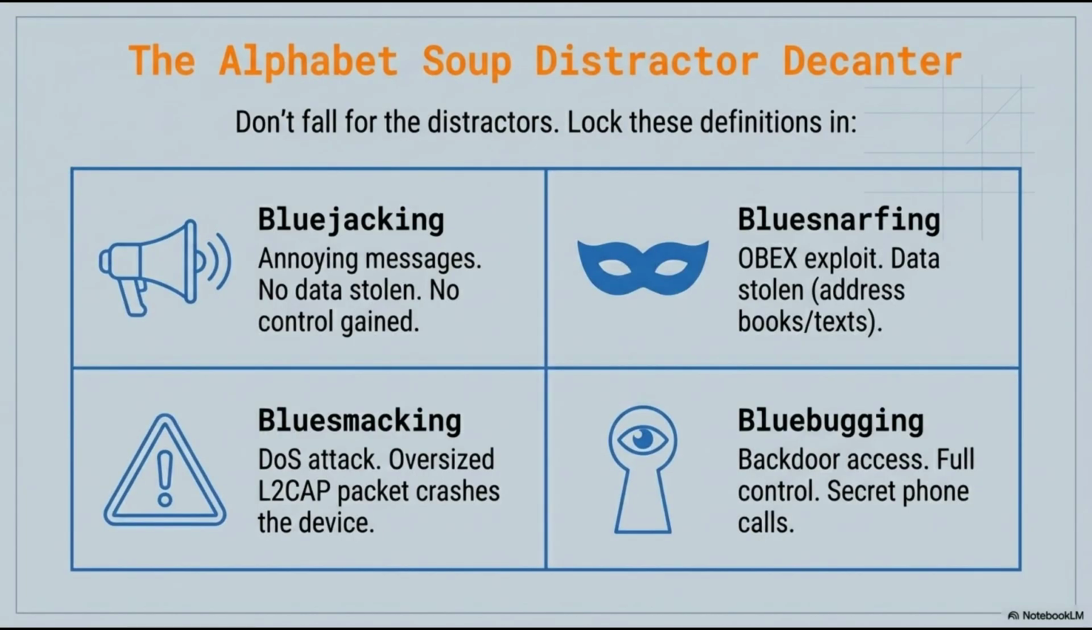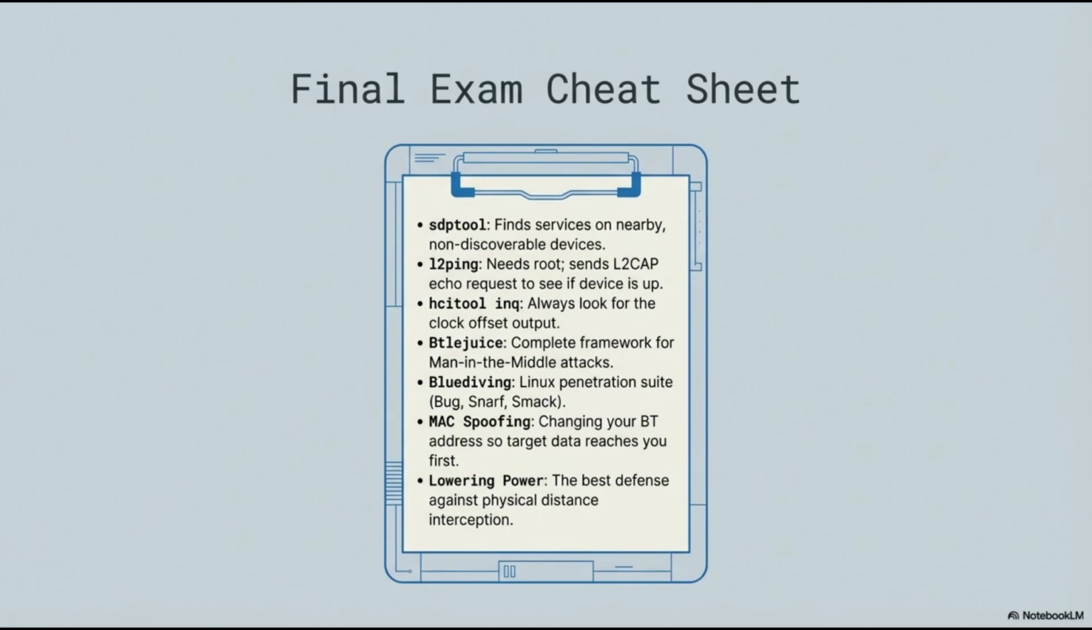Turning to slide 14, titled Final Exam Cheat Sheet. Let's summarize the ultimate takeaways that were tested across the quiz sources. The ADP tool finds services on hidden nearby devices. L2 ping needs root, checks if up. HCI tooling is where you look for clock offset. Ubertooth... Greedlejuice is your MITM framework. Bluediving is your Linux pen suite. MAC spoofing means data reaches the attacker first. And lowering power is your defense against physical interception. That's the core of it.